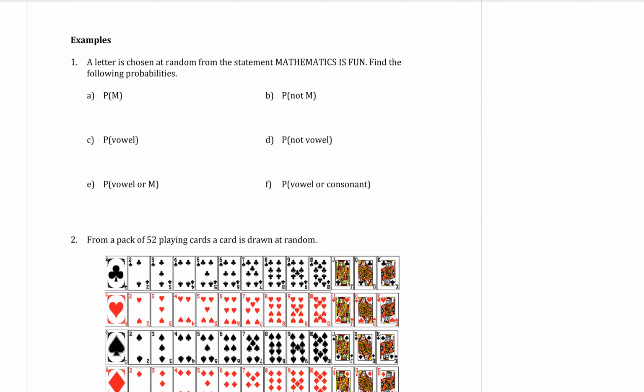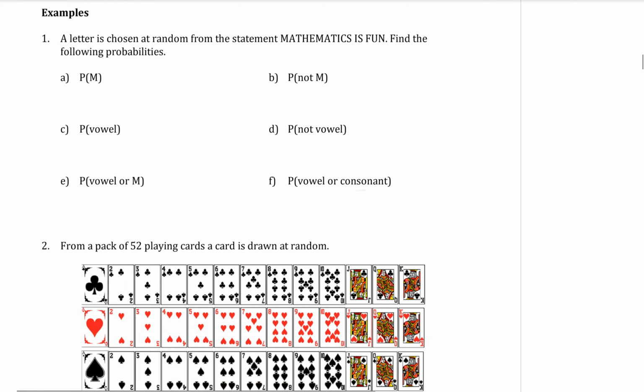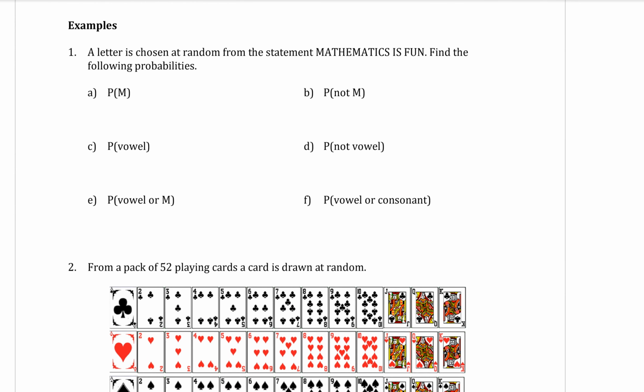Examples. A letter is chosen at random from the statement, "mathematics is fun." Find the following probabilities. So there's some notation in here. You see the P bracket M. The P stands for probability. I want to find the probability, and the thing in the bracket is what you want to find the probability of. That reads as the probability of getting an M.